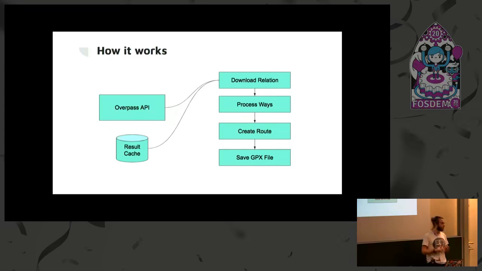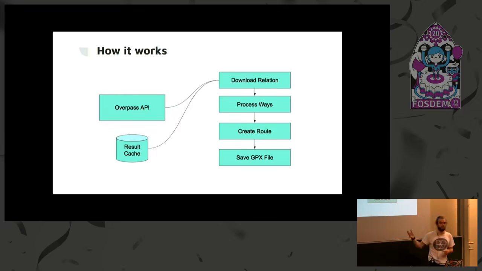So you can download just what's relevant to your use case. So here we're downloading a particular relation for a certain cycle route. And this comes with all the ways and nodes that make up that cycle route. We then process the ways.